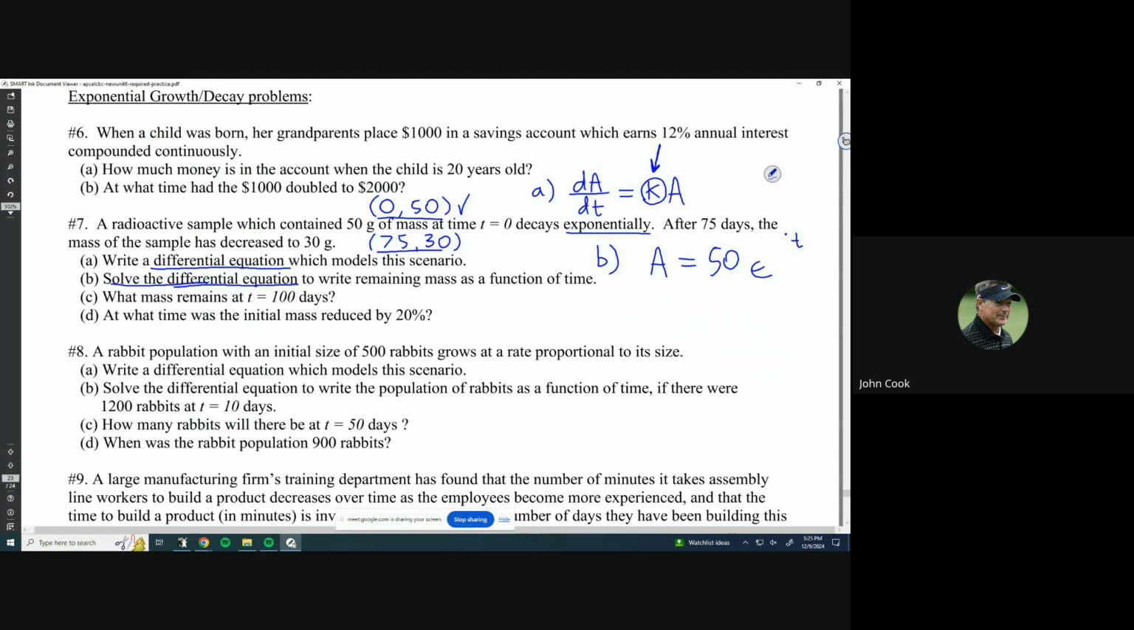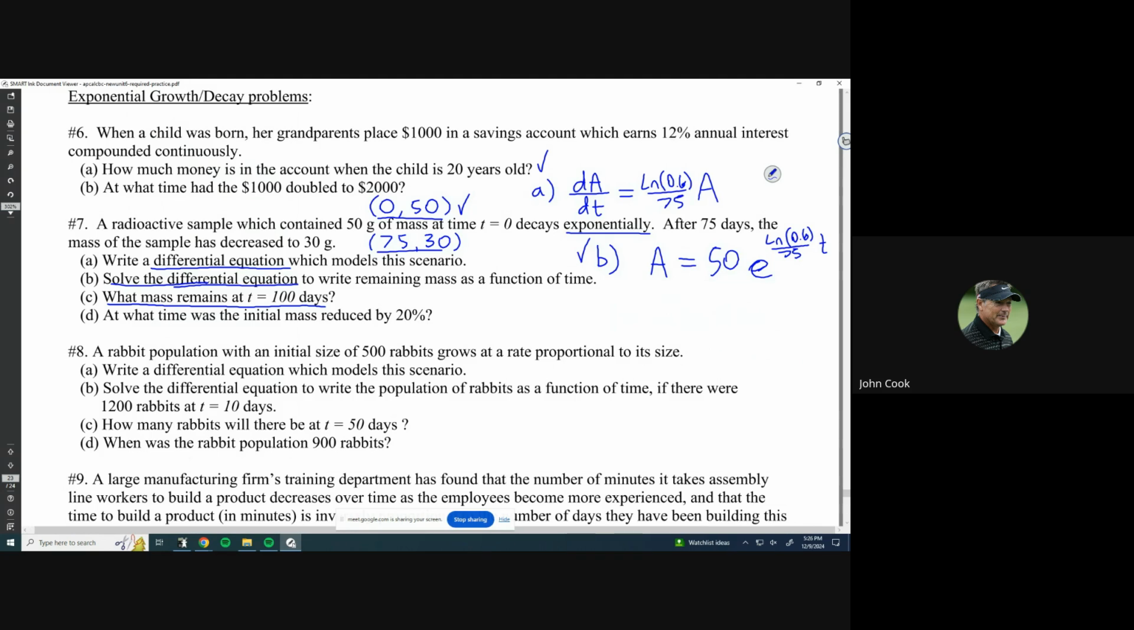So k is the natural log of 0.6 over 75, times t. And I just figured out k, so that's also this k right here. So I'm going to erase that k and replace it with natural log of 0.6 over 75. So now I've got my differential equation completed, and also my not general solution anymore. It's a particular solution for this situation. The next question says, what mass remains at t equals 100 days?